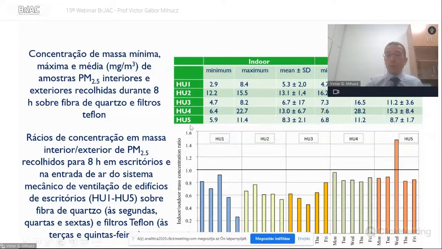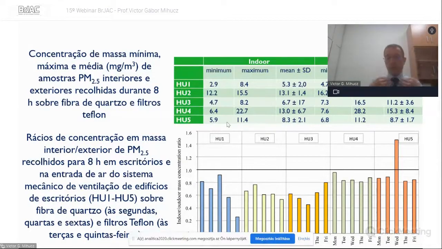And it was really challenging. We tried to sample, but we could not decide at the beginning which would be good, the quartz fiber filter or the Teflon filter. So that's why we did it alternately. On Mondays, Wednesdays, and Fridays, we used one filter material. On the other days, the next one. And we tried to focus on sampling for only 8 hours.